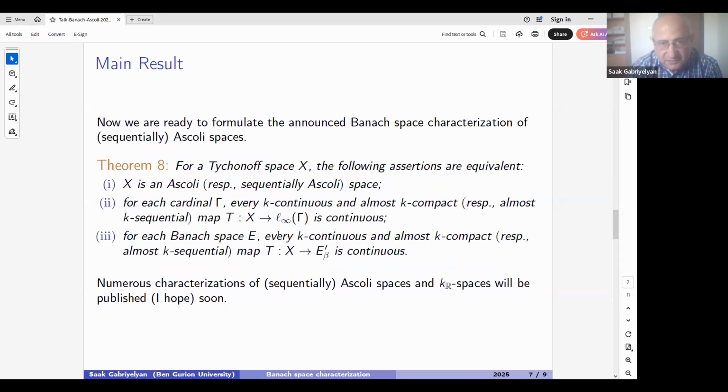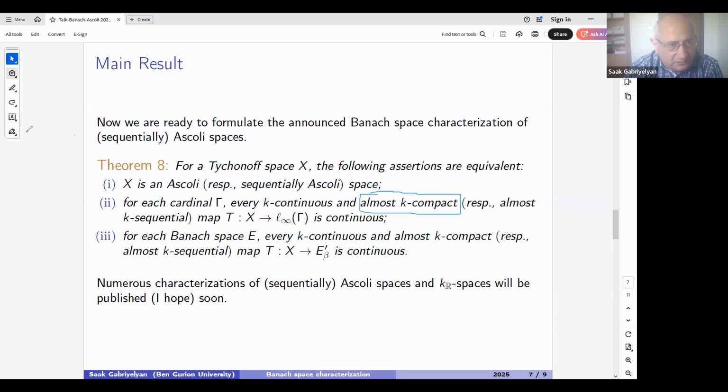Now, I want to formulate the announced Banach space characterization of sequentially Ascoli spaces. For a Tikhonov space X, the following assertions are equivalent. 1. X is an Ascoli, respectively sequentially Ascoli space. 2. For each cardinal gamma, every K continuous and almost K compact map T from X to L infinity gamma is continuous. And now we can replace L infinity gamma by any Banach space: for each Banach space E, every K continuous and almost K compact, respectively almost K sequential, map T from X to the strong dual Banach space is continuous. Numerous new characterizations of sequentially Ascoli spaces, KR spaces, will be published soon in my recent article.